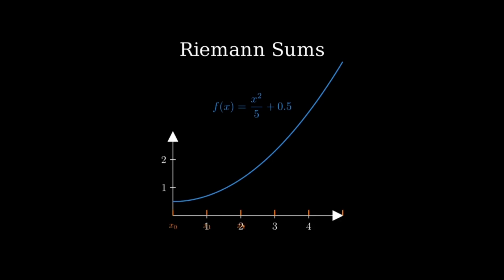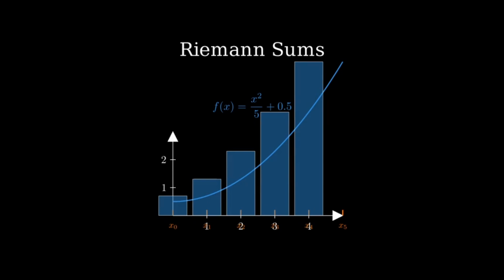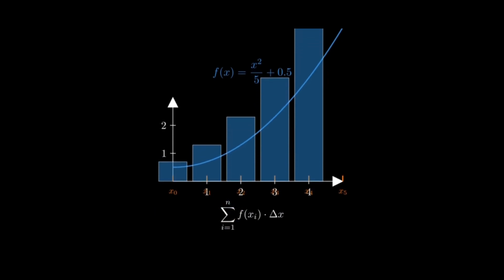First, we partition the x-axis into subintervals. Next, we construct rectangles over each subinterval, where the height of each rectangle equals the function value at a specific point within that subinterval. Finally, we calculate the sum of the areas of all rectangles. This sum gives us an approximation of the area under the curve.